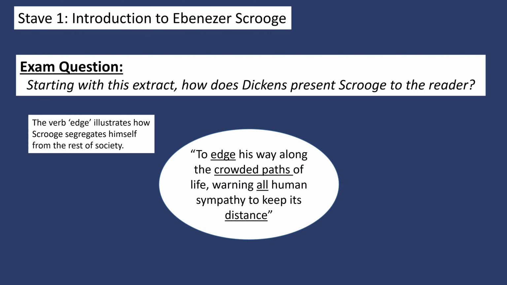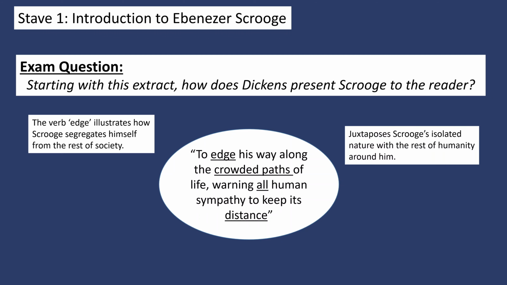Okay, so the first thing I do is I pick out the verb "edge", and it's illustrating how Scrooge segregates himself from the rest of society. Whilst the rest of society are crowding on the paths and enjoying life and being compassionate and friendly, Scrooge is there on the edge. He's an outsider, he's isolated, and he's alone. And this links in with these crowded paths.